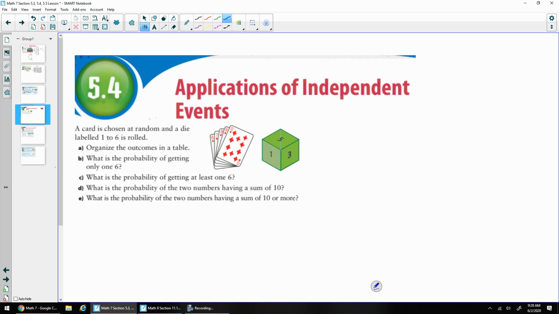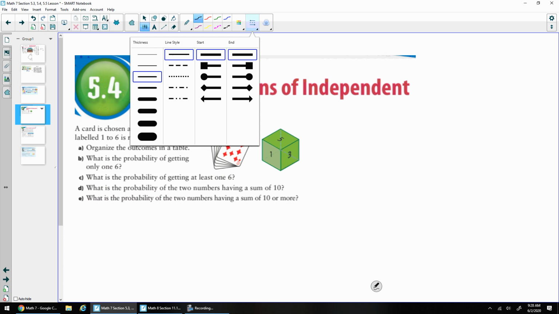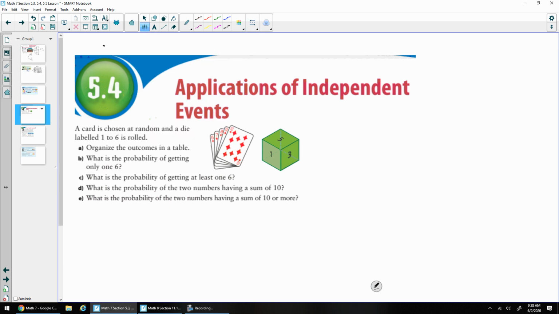Okay, so moving on, 5.4, application of independent events. This is very similar to 5.3, just getting a little bit more complicated in what they're asking. So I'm just going to do one example from here. A card is chosen at random. We have these cards here, 1, 2, 3, 4, 5 cards, and a die labeled 1 to 6 is rolled. Organize the outcomes in a table.